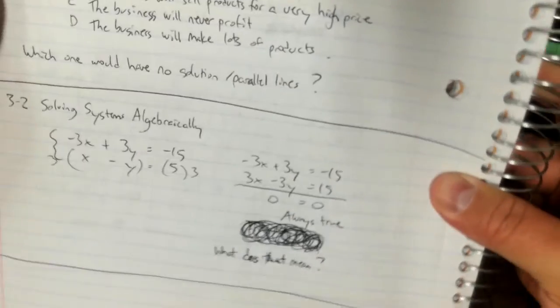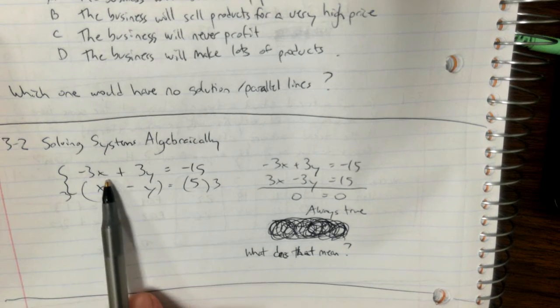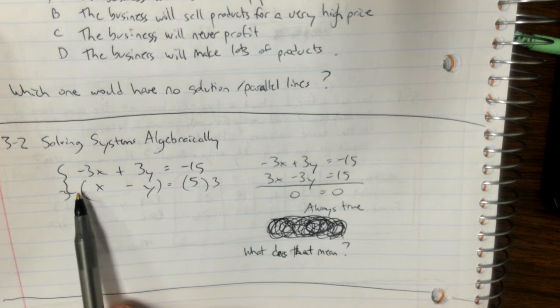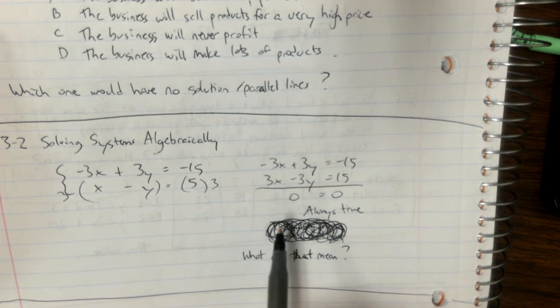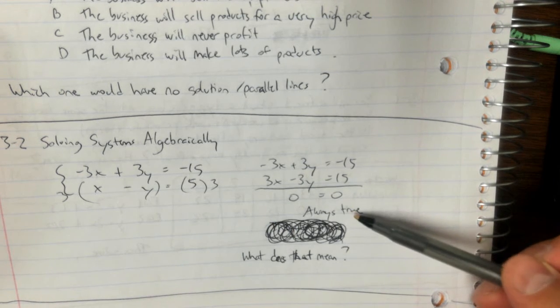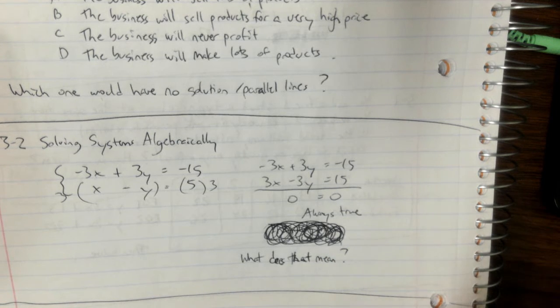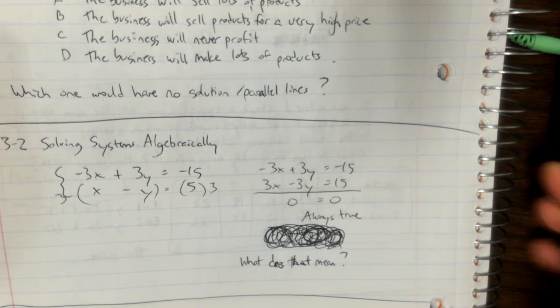Okay, then you have an example on solving algebraically. From this one, I decided to multiply by 3. So your x's cancel, and it turns out your y's cancel also, and your numbers. So this is always true. So then you got to think about, what does that mean? Just look at your answer choices. Is it going to be no solution, infinitely many, or is it at a point?